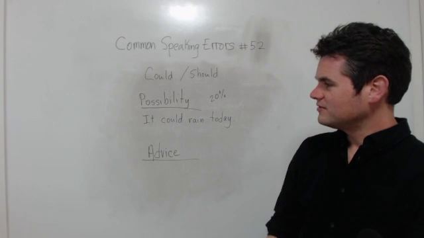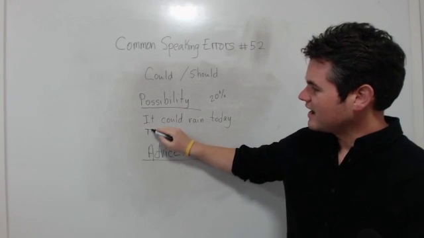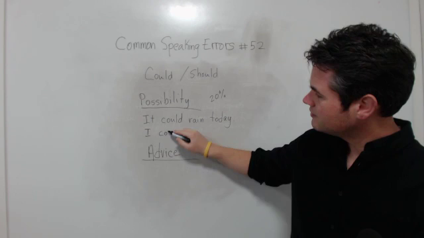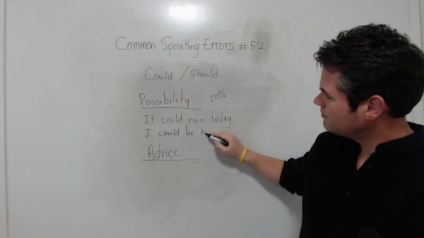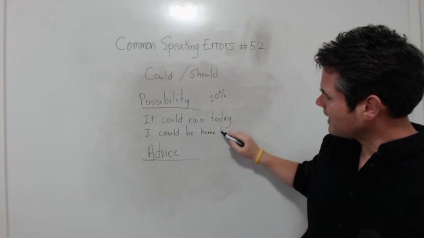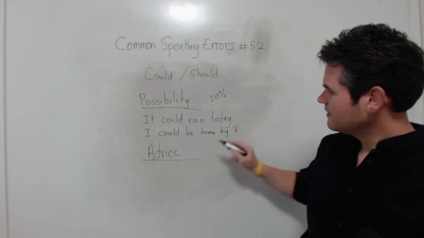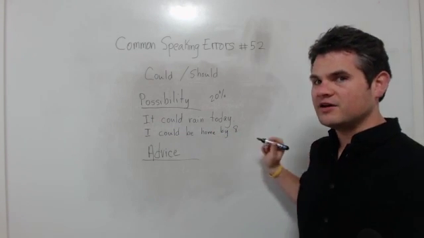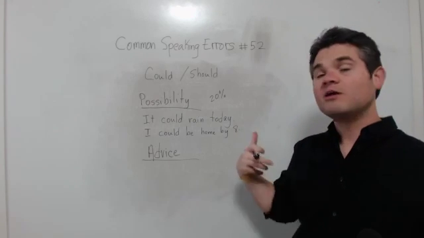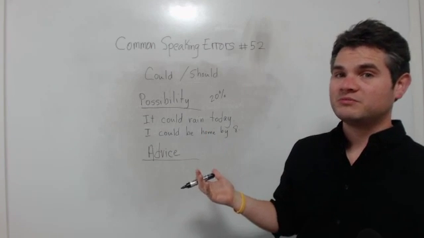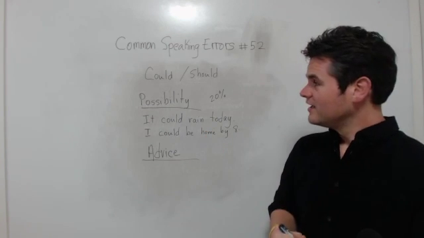The same thing with this sentence here. I could be home by 8. I could be home by 8 o'clock. So again, it is maybe, maybe not. Maybe I'll be home at 8. Maybe I won't be. So I just don't know.